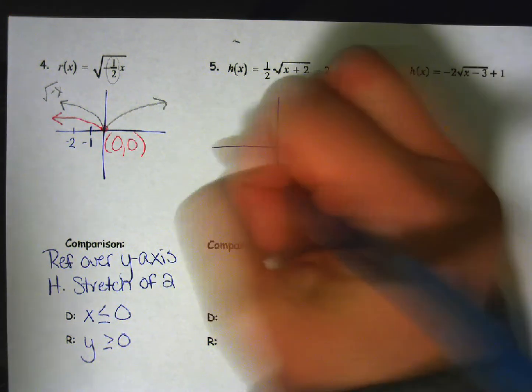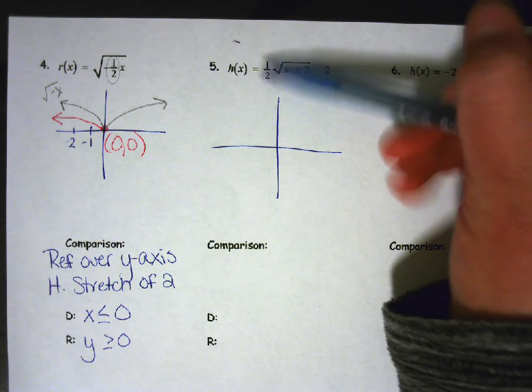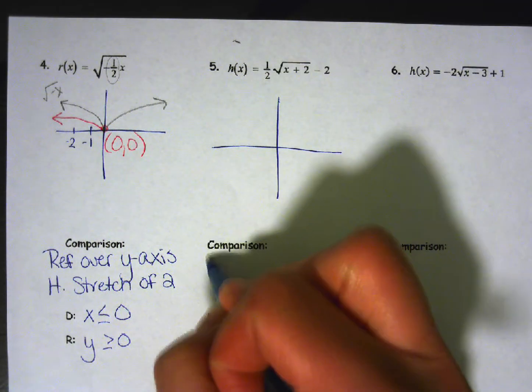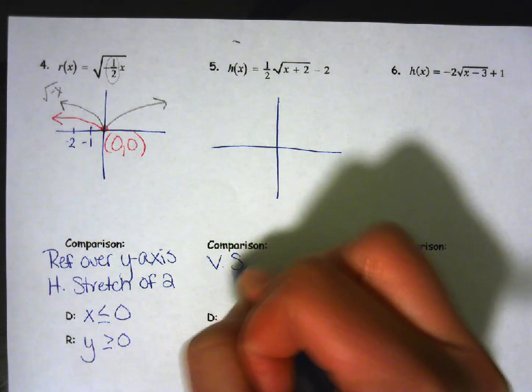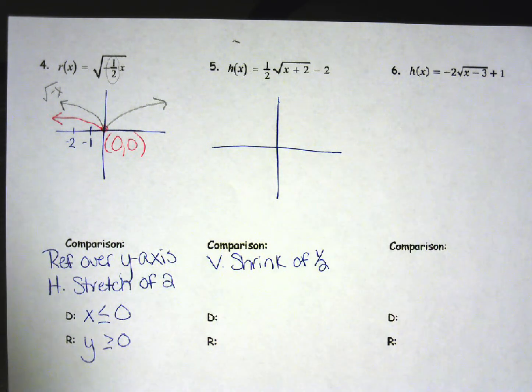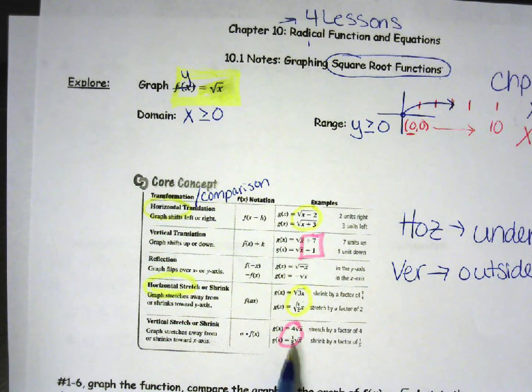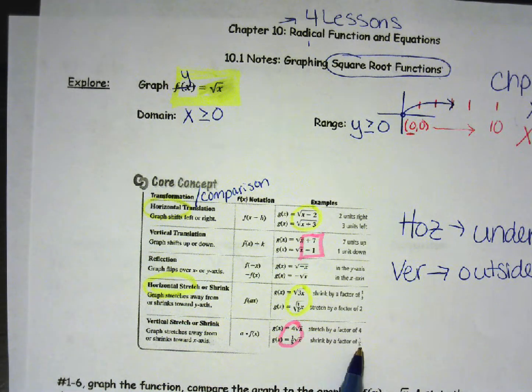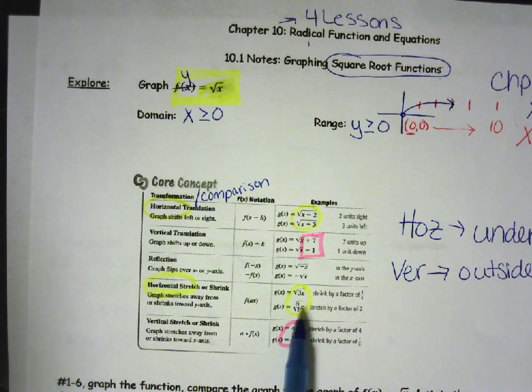All right, so let's start here, the 1/2. The 1/2 is outside, so that's going to be a vertical shrink of 1/2. And again, please reference the chart if you're not sure. See how it's outside and it's a shrink? And then we just use the number. We don't have to do the reciprocals when it's outside. Only when it's under do we do the reciprocals, okay?